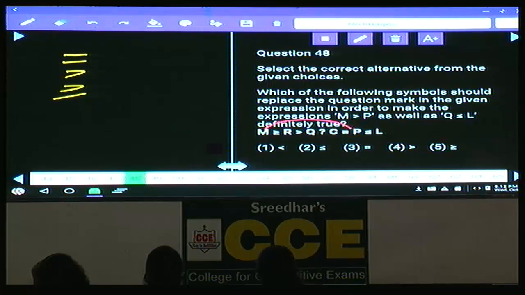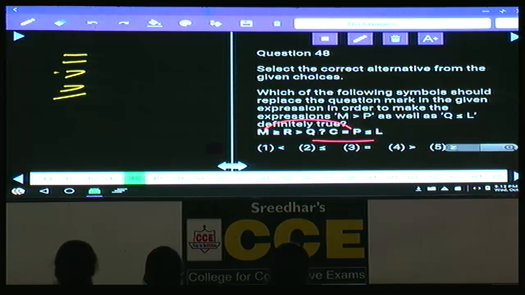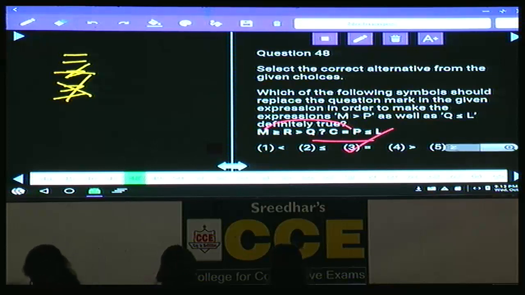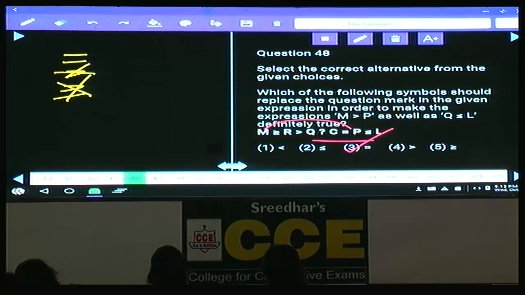Then coming to this one, Q lesser than or equals to L. Now between Q and L, tell me what are the symbols we need to have? We cannot have greater than. If you have greater than here, then Q lesser than or equals to L will be false. Two opposite symbols, isn't it? Now can we have greater than or equals to? We cannot have greater than or equals because two opposite symbols. Then what is the only symbol which can be replaced here? Equals to. That is choice 3. 48, choice 3. Done with this?